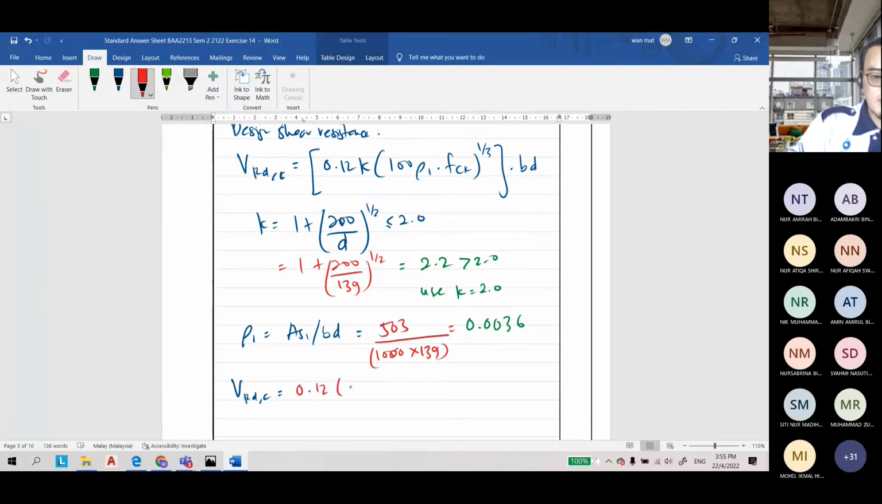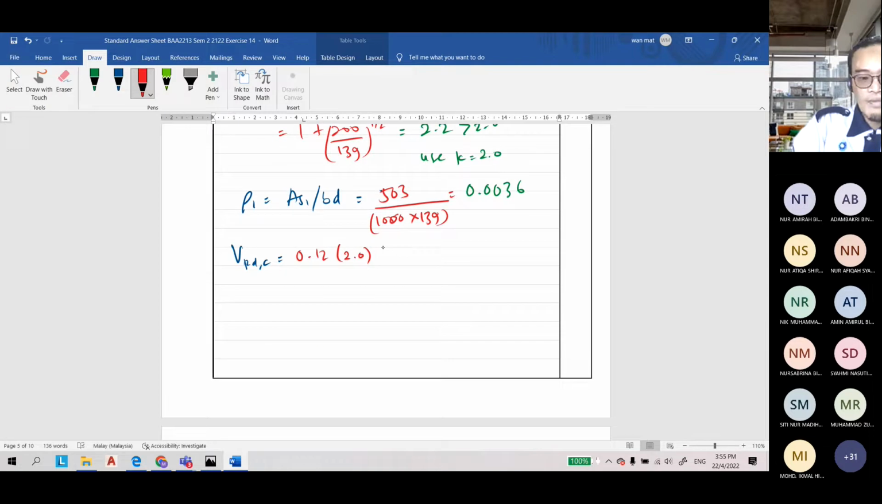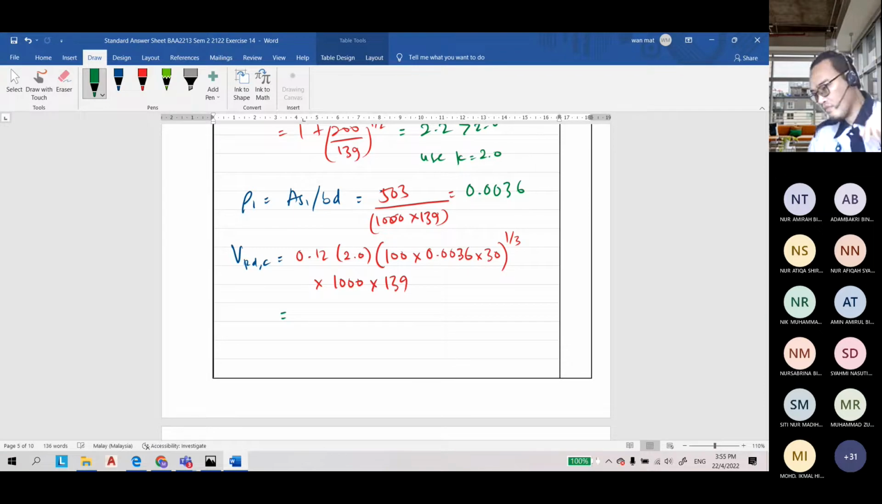0.12 times K is equal to 2.0 times 100. Okay, this one is, be careful, 100 times 0.0036 times the FCK is equal to 30. So square root of 30 times the BD times 1000 for B, and D is 139. So what is the value of VRDC? Of course, you have to divide by 1000, okay? To get the unit of kilonewton.